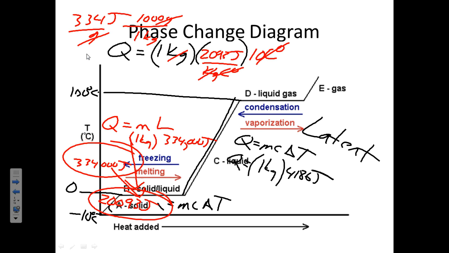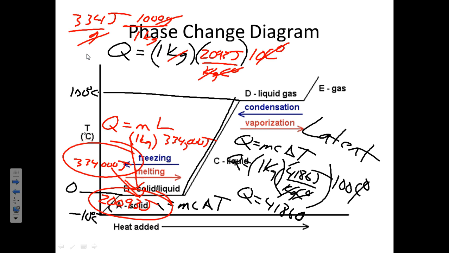4186, and that's joules over kilograms times Celsius degrees. And how much are we trying to change the temperature? We're trying to go from 0 up to 100, right? So 100 degrees. So Celsius degrees cancel, kilograms cancel. We've got an amount of heat here of 418,600.